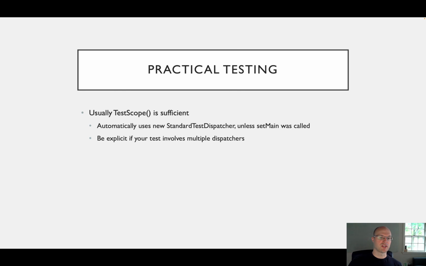There's actually this thing called TestScope, which is probably what you're going to use 99% of the time. TestScope automatically gives you a standard test dispatcher. It also has some implicit behavior, like if you've been using setMain, it'll actually use the same dispatcher as that so that you can use one dispatcher for all of your code. It's nice, basically. If you're in your simple testing situation, it'll give you everything you need. If you need to do complicated stuff with multiple dispatchers, that's where you maybe want to be more explicit, but TestScope should get you there most of the time.